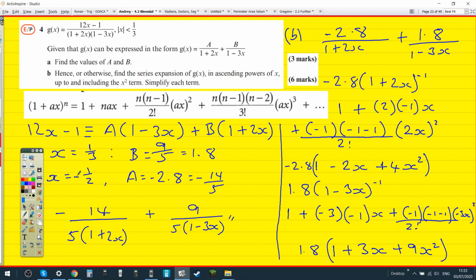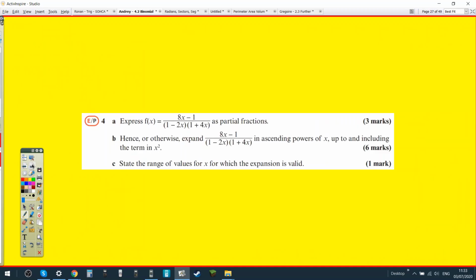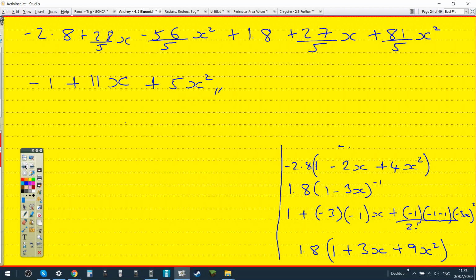Okay, so these binomial expansion questions are huge, but you nailed it, I think. Any questions there? No. Okay. Let me see. State the range of values for which the expansion is valid. So for what range of values was our expansion valid?